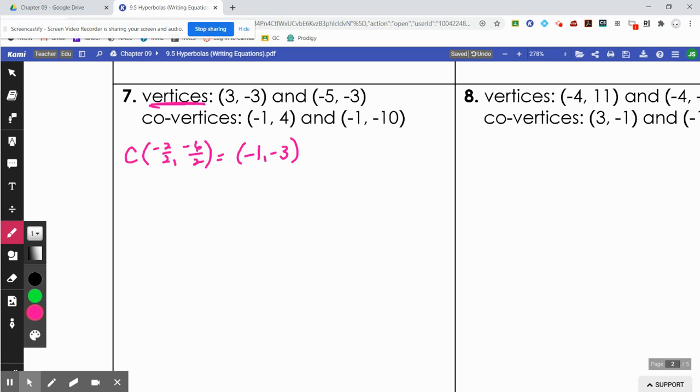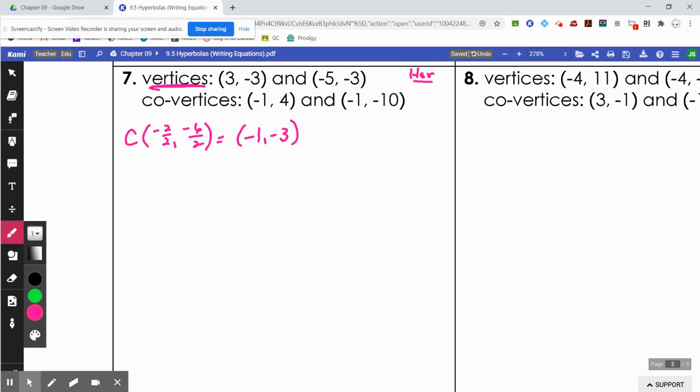3, -3 and -5, -3 are horizontal from each other. So therefore, this is going to be a horizontal hyperbola. So we got our center. We know which direction it is. Next up, let's find our A and B value.